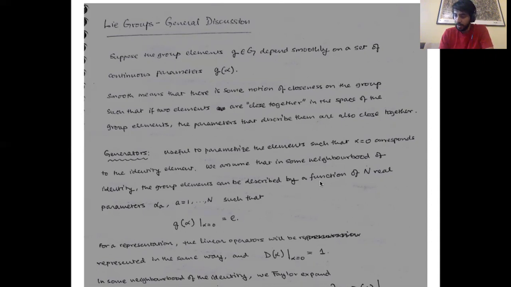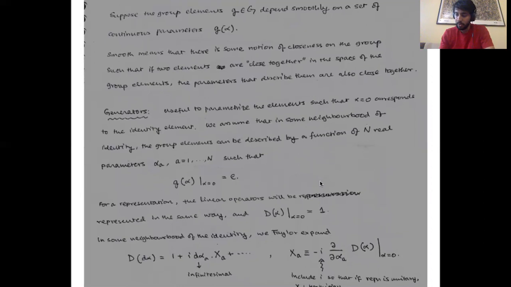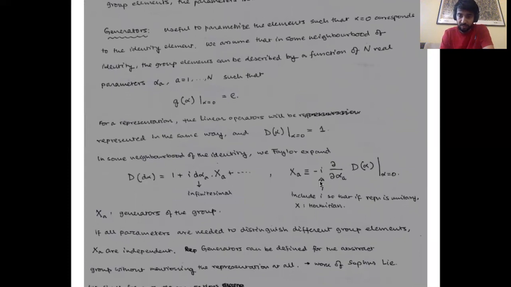Okay, then we said that it was very useful to parameterize this whole thing such that when you had alpha equal to 0, that corresponded to the identity element. Now suppose we expanded things around alpha equal to 0. If we looked at what the generators would be, we could expand this in some region around the identity, and these Xa's essentially became the generators of the group. This was very useful, this was very important.